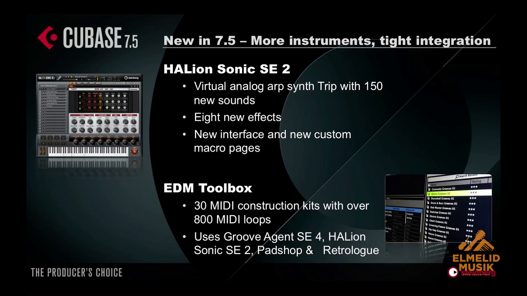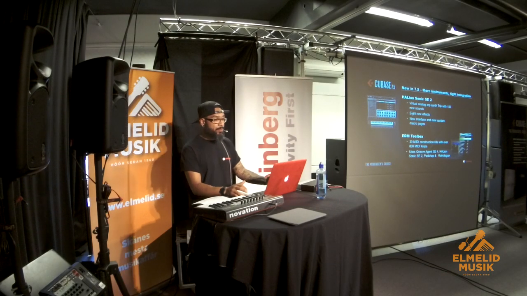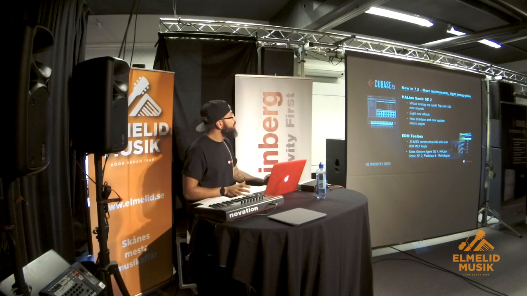The Halion Sonic SE. We already came to the second version of it, and it now comes with a synth trip module. Basically, if arpeggiators are your thing, if they get you hot, then trip is something you should play with. It comes with 150 modules with all types of synths in arpeggiator styles, and you can really go in depth and change those arpeggiators. You mean like change the variations of the arpeggiators.